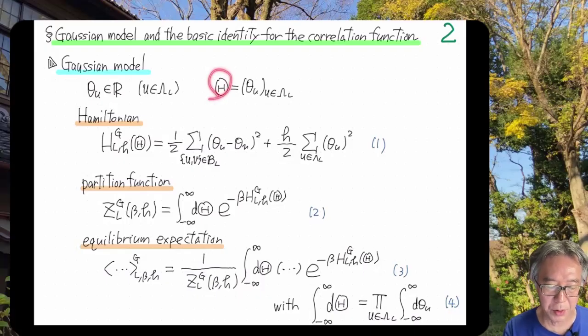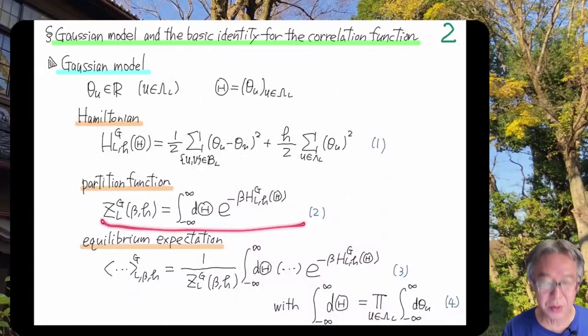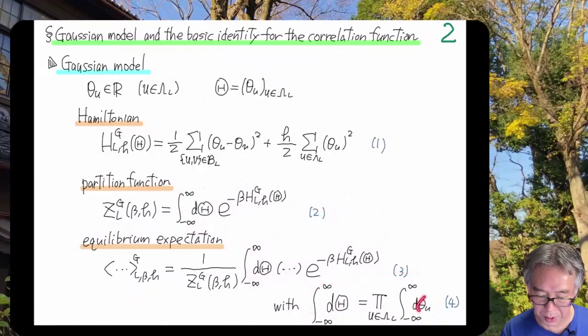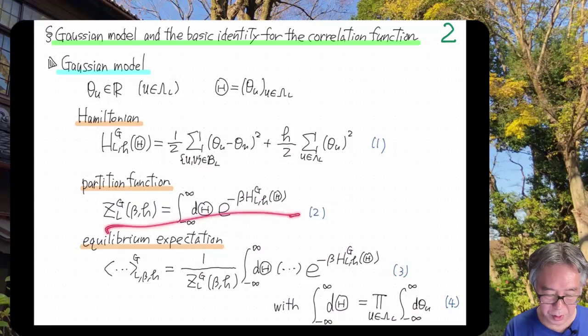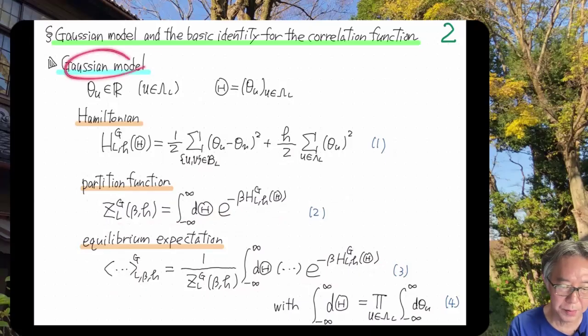The collection of all theta is denoted this way, and this is our Hamiltonian. This corresponds to the action of a massive free scalar field. But anyway, this is the Hamiltonian that we obtained from this Taylor expansion. The partition function is here. Instead of summing over all possible spin configurations, we simply integrate over all theta from -infinity to infinity. So this is the partition function, and this is the equilibrium expectation as usual. So this is the Gaussian model.